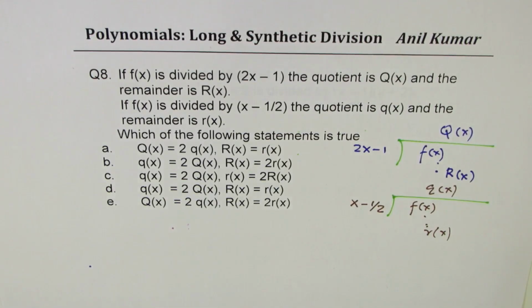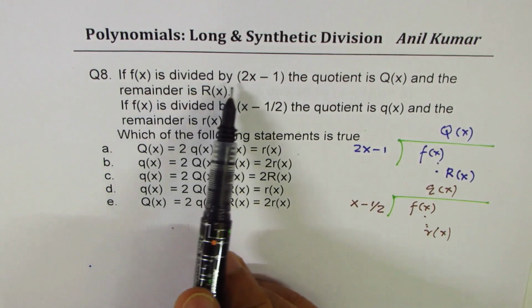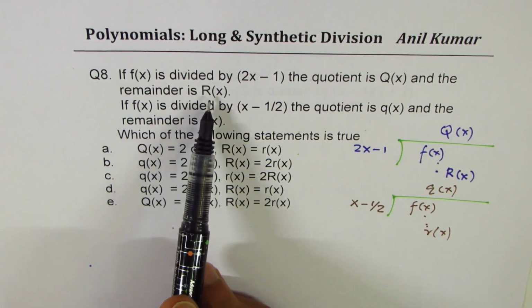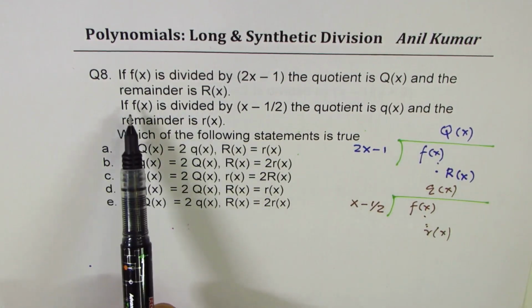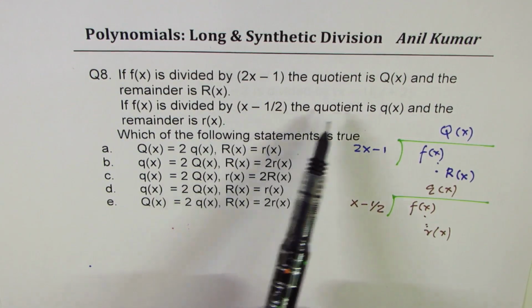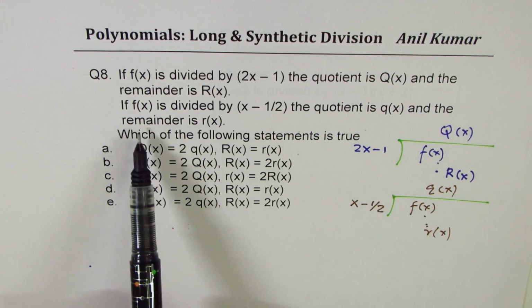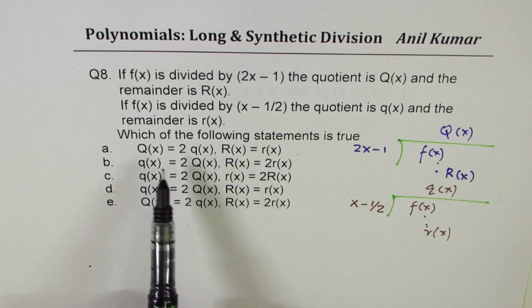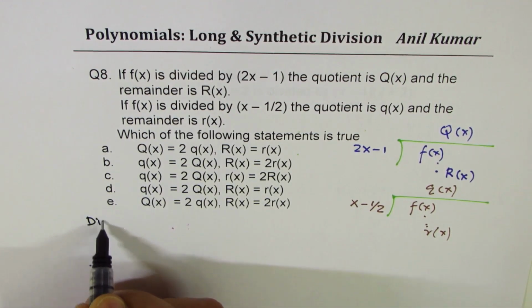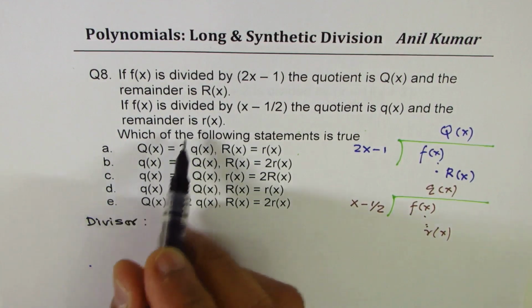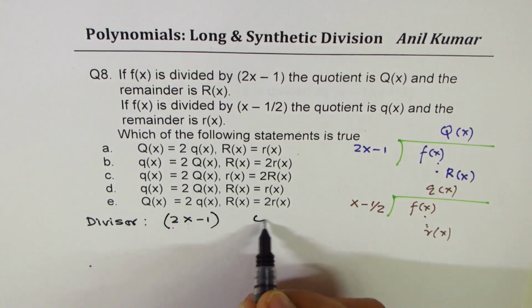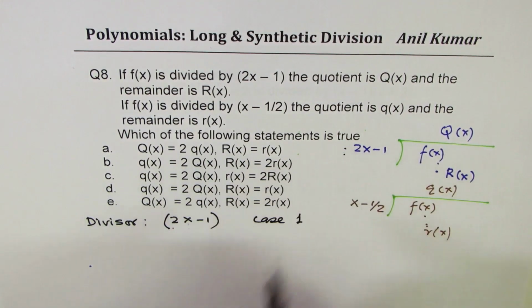Now let's take up question number 8. If f of x is divided by 2x minus 1, the quotient is capital Q of x and the remainder is capital R of x, as shown here. If f of x is divided by x minus half, the quotient is small q of x and the remainder is R of x. Which of the following statements is true? Now, look at the divisor. In the first case, the divisor is 2x minus 1, right? This is case 1, right?